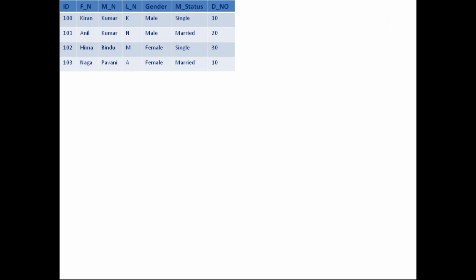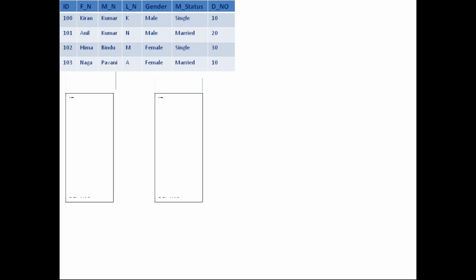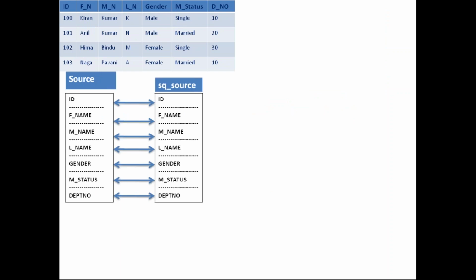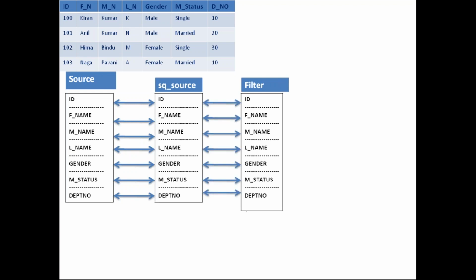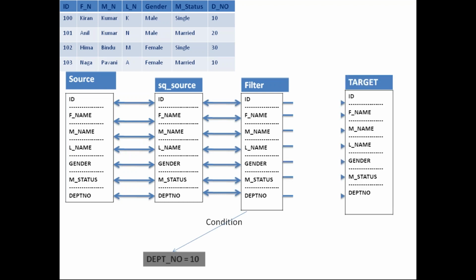Now see here, this is my source table data. I have developed a mapping. I have a source and source qualifier. Then I have a filter transformation. In the filter, I am giving the condition as DEPT number equal to 10, and I am connecting to the target table. Remember, Informatica is a row by row processing tool.